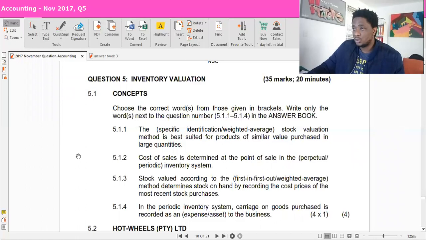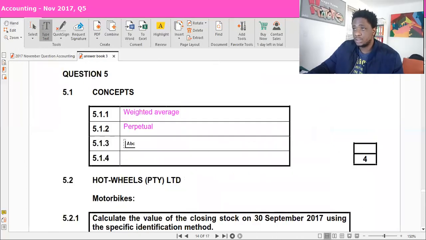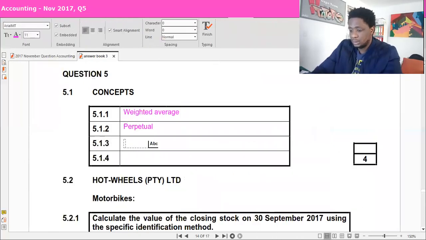And then the third question, stock valued according to the FIFO, first in, first out, or weighted average method. Determine the stock on hand by recording the cost prices of the most recent stock purchases. So this is FIFO, because in FIFO, the most recent stock is the stock that you're going to have on hand, and then you're going to apply those cost prices that were the most recent. So yes, we're going to put here FIFO, first in, first out.